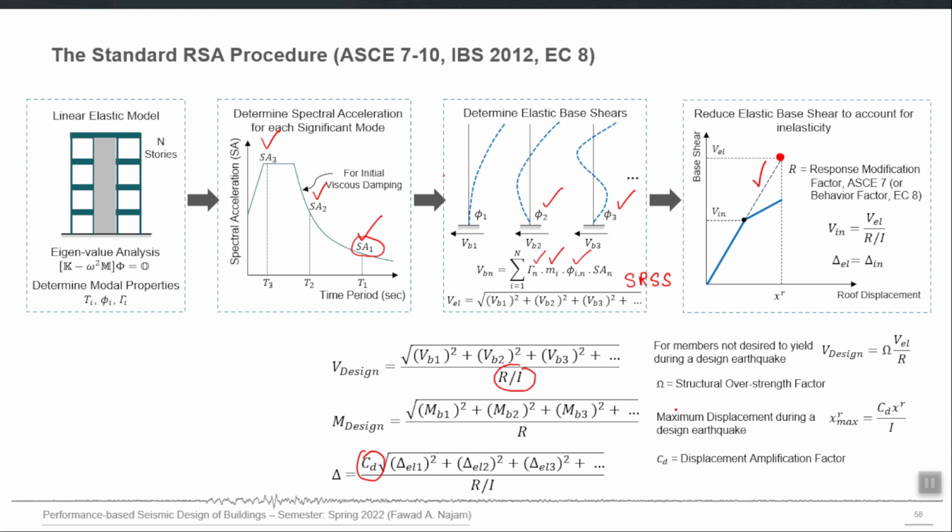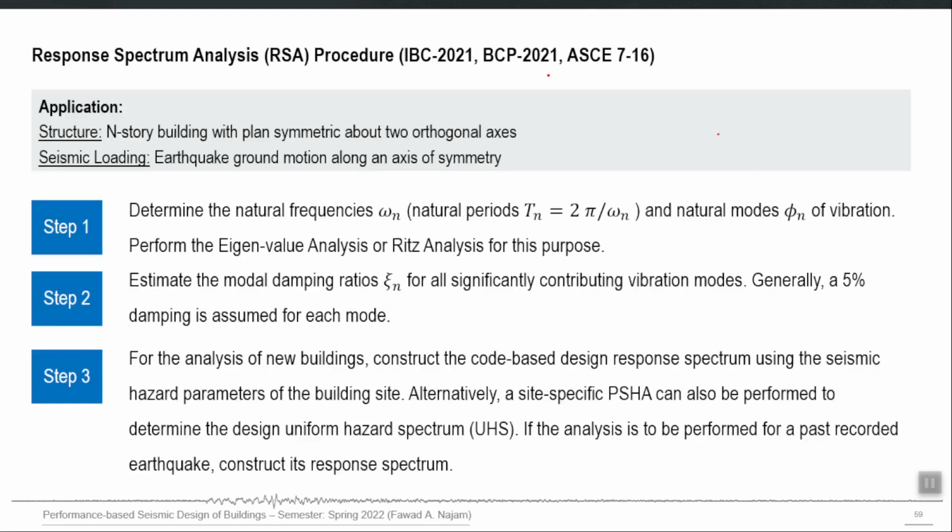So, that R, Cd and omega factor, also the I factor, are common for all three seismic analysis procedures in the linear domain: ELF procedure, RSA and then time history, right. So, these will be applied to all three procedures. Now, let us break it up in a step by step manner.